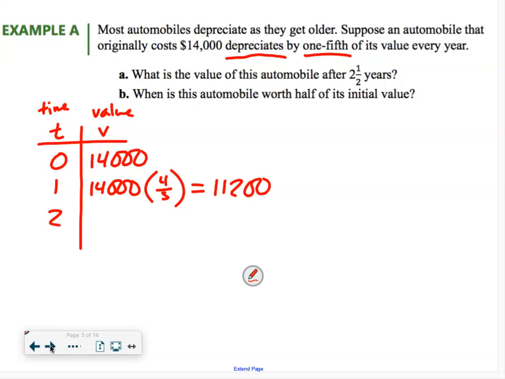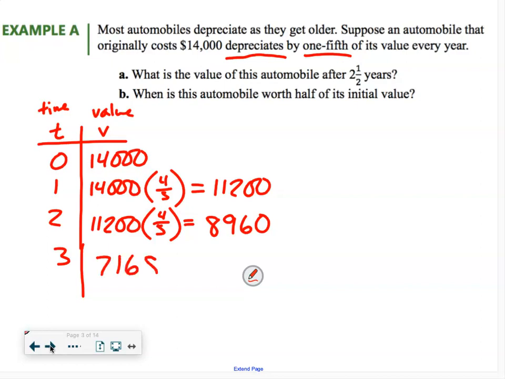After 2 years, what would we do? We would take the 11,200 and multiply that by 4/5. So it would be the 11,200, kind of thinking recursively for a little bit, times 4/5, and we end up with $8,960. After 3 years, multiply by 4/5 again, and we end up with $7,168. Now, the question is, what is the value after 2.5 years?